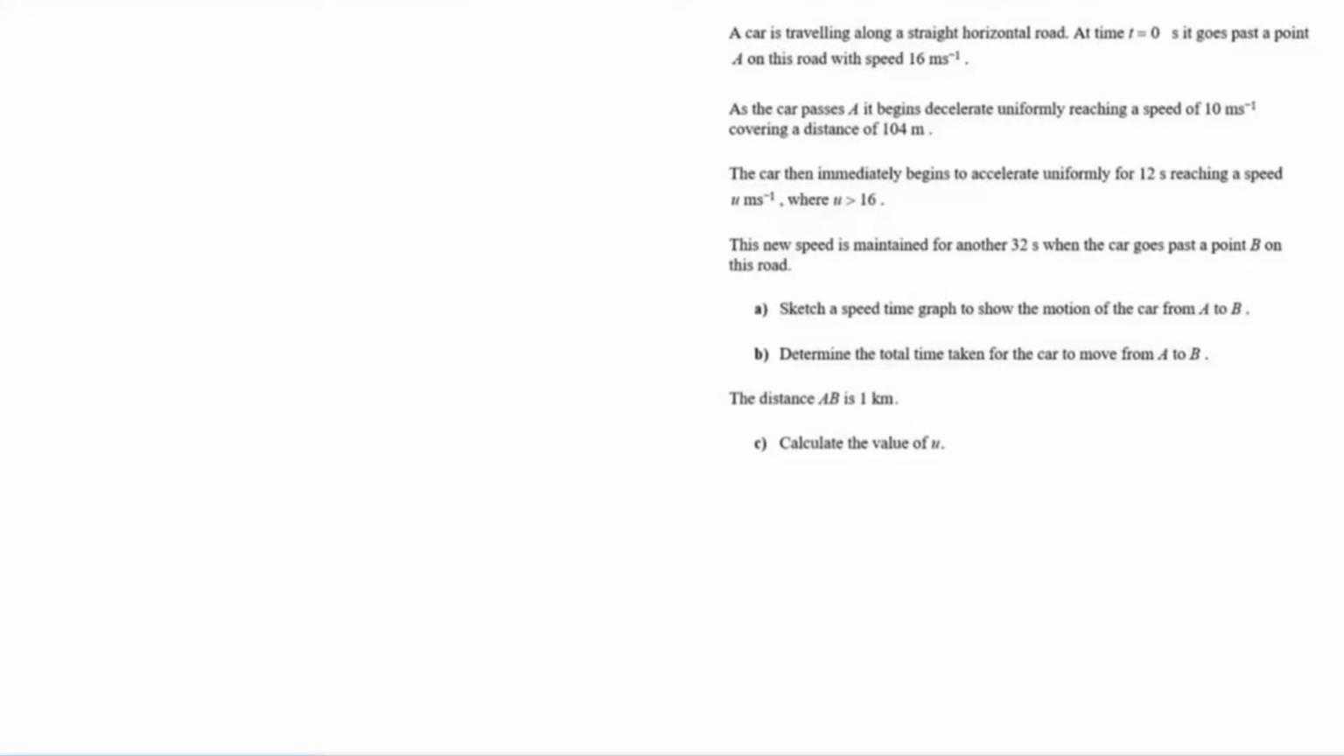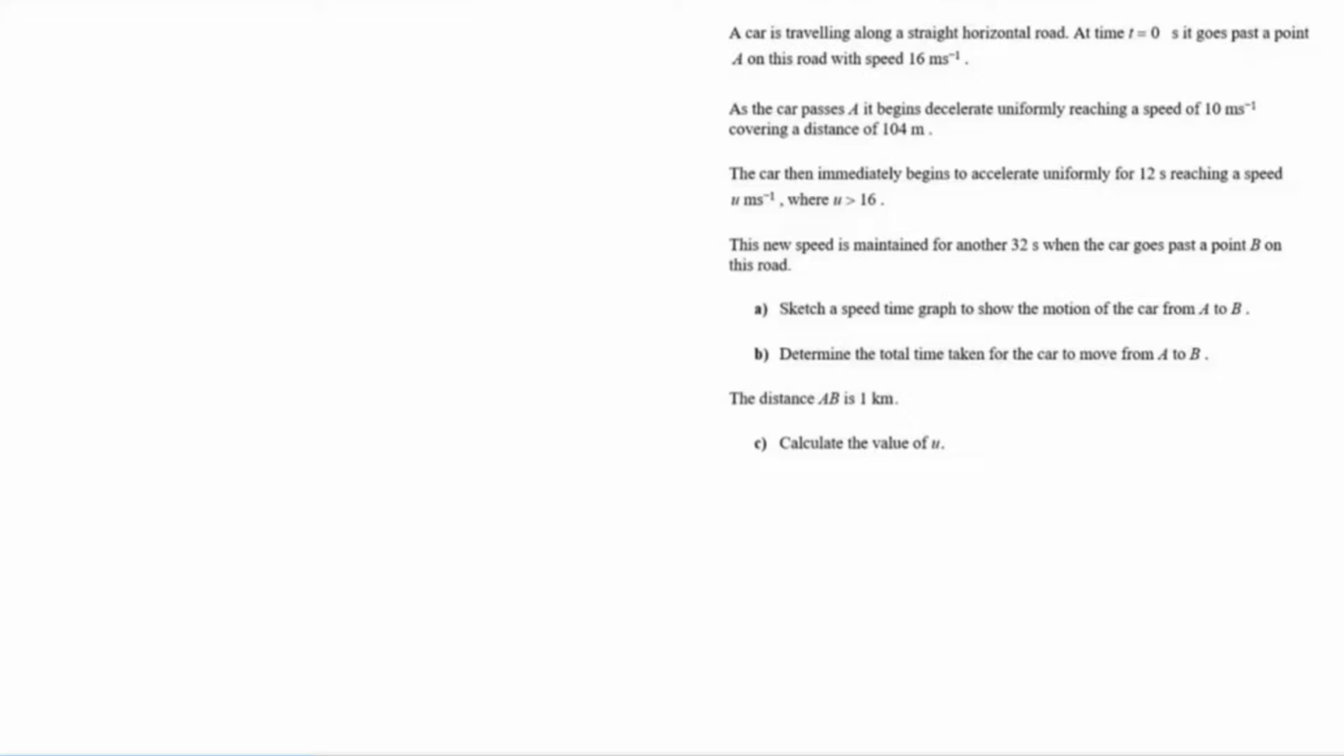A lot of information. We should definitely make a diagram. The car then immediately begins to accelerate uniformly for 12 seconds, reaching a speed u, where u is greater than 16. This new speed is maintained for another 32 seconds, which is when the car goes past the point B on this road. First, we're asked to sketch. I would have wanted a sketch anyway, just so we can tell what's going on. We're asked to sketch a speed time graph to show the motion of the car from A to B.